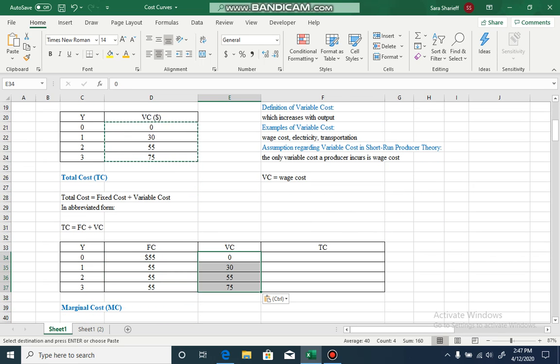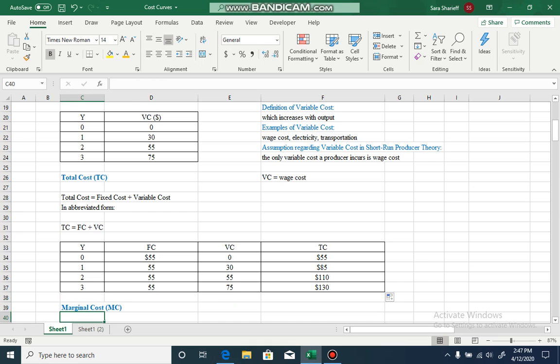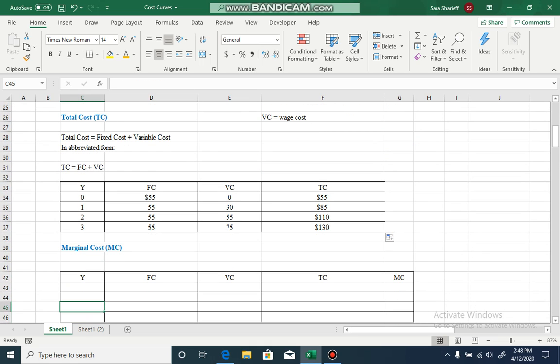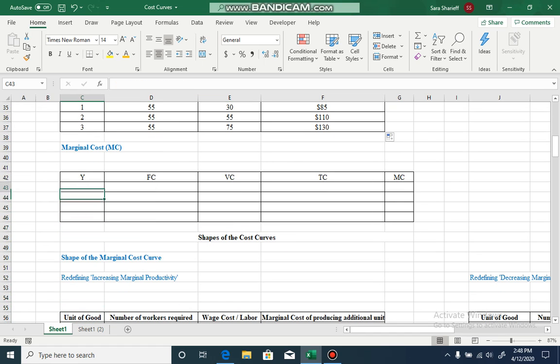So total cost क्या हो जाएगी आपकी? Add these two columns, 55 plus 0. This will be your total cost. Okay, this is your total cost. There is another very important type of cost, marginal cost. अब marginal cost क्या है? The word marginal means, marginal का मतलब क्या है? Additional. So marginal cost is the cost incurred in producing one additional unit.